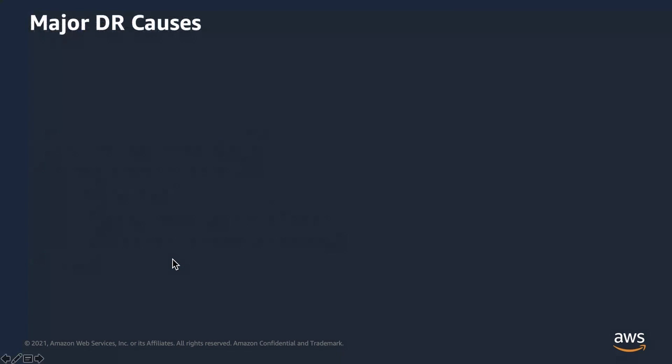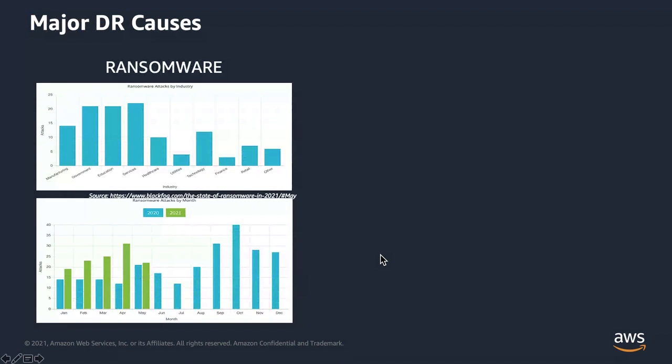All right, so let's start with what are the major disaster recovery causes? The first one that's very concerning right now, especially in the last, I would say, 18 months or so, is ransomware. As you can see here, clearly the ransomware attacks have been on the rise, and 2021 is kind of breaking all kinds of records when it comes to these ransomware attacks.